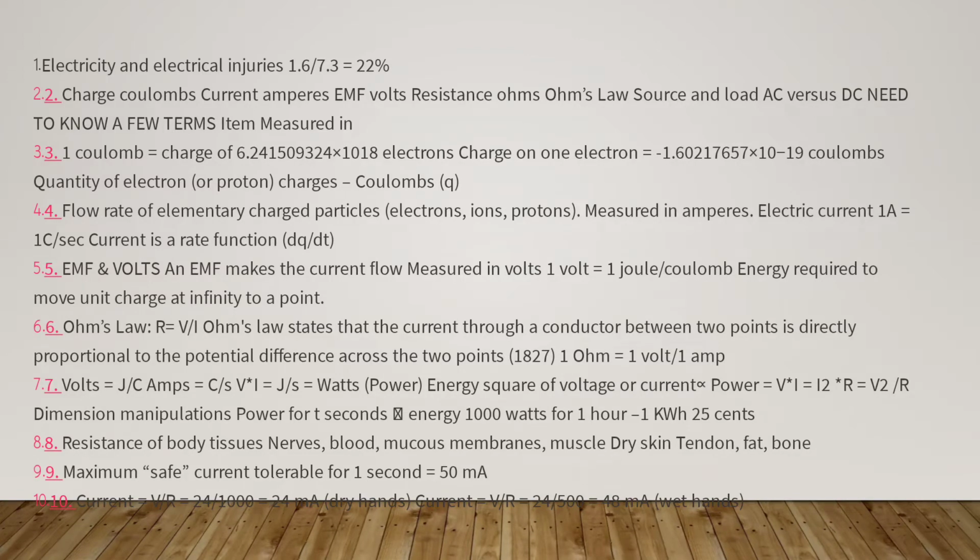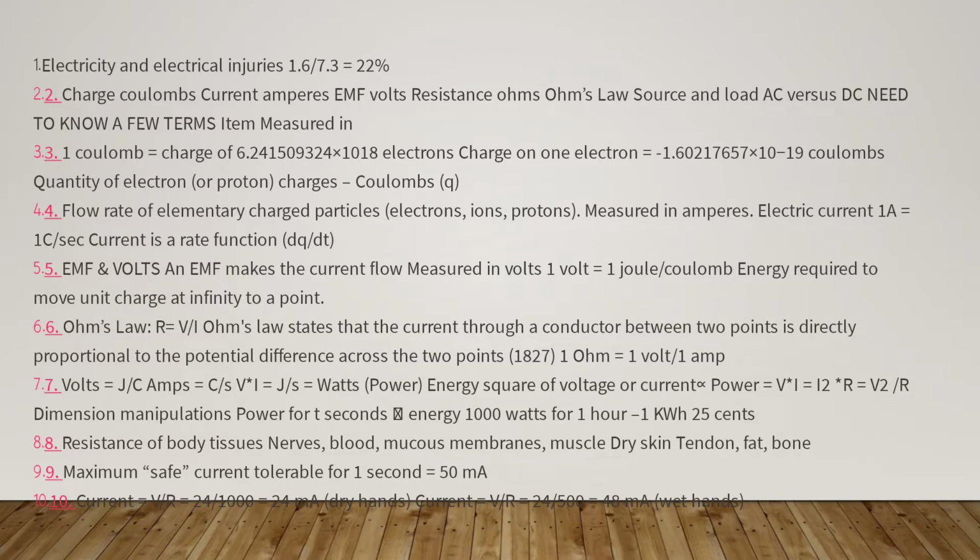Current is a rate function. EMF and volts: an EMF makes the current flow, measured in volts. 1 volt equals 1 joule per coulomb, the energy required to move a unit charge from infinity to a point. Ohm's law: R equals V by I. Ohm's law states that the current through a conductor between 2 points is directly proportional to the potential difference across the 2 points. 1 ohm equals 1 volt per 1 ampere. Volts equal joules per coulomb, amperes equal coulombs per second, and V times I equals joules per second.